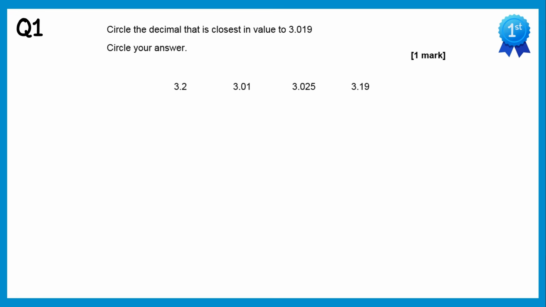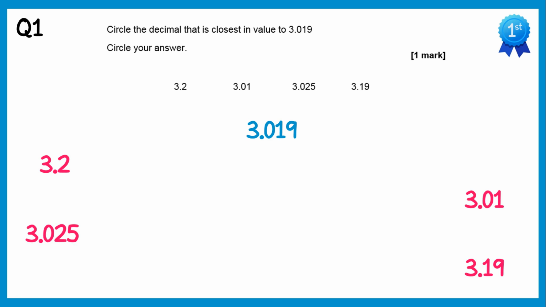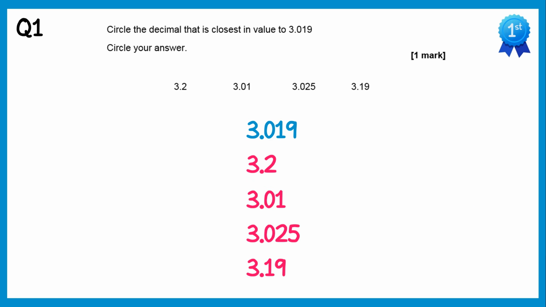So we begin with the multiple choice questions. For this question, we need to circle the value that's closest to 3.019. First of all, we'll write that number down. Then underneath, we'll write all of the other numbers. This makes them easier to compare. Some of these numbers have different amounts of decimal places, so we'll put some extra zeros in for comparison.